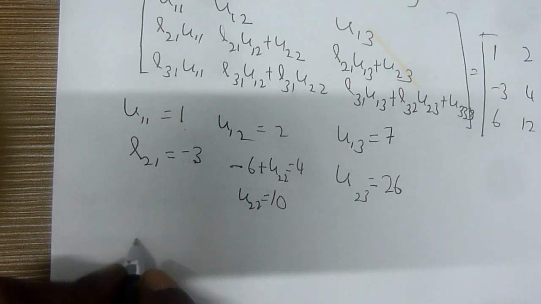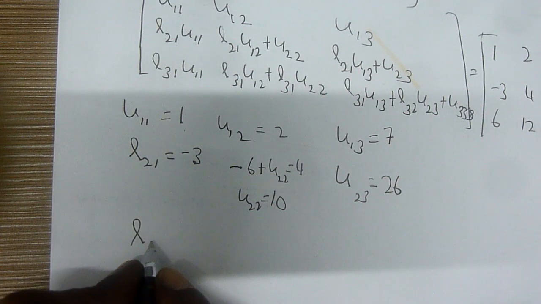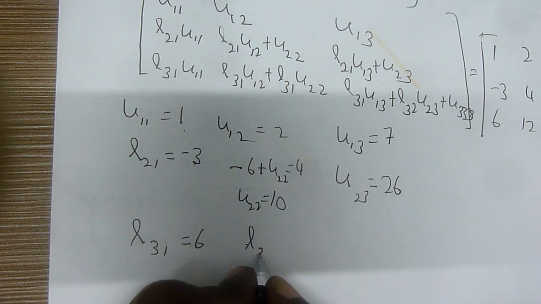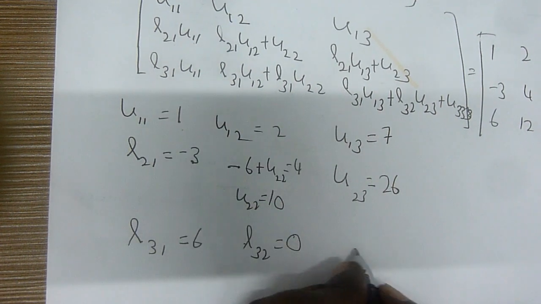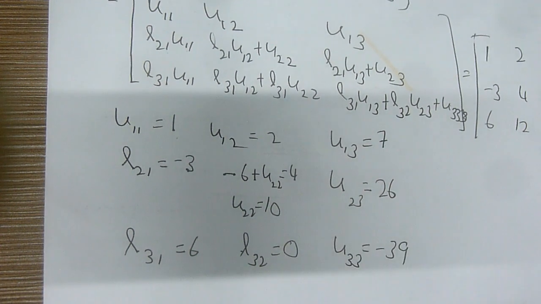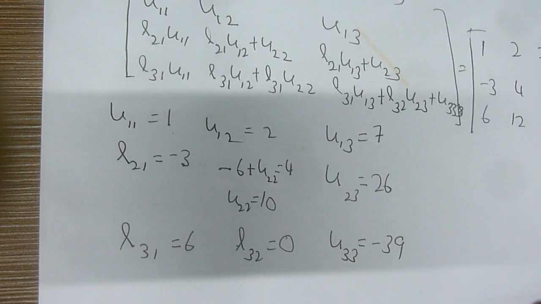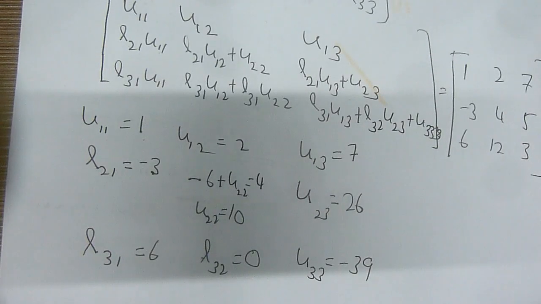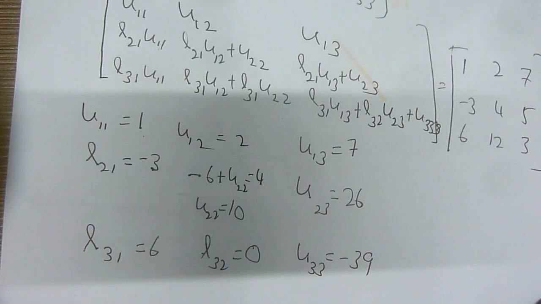And L31 is 6, and L32 is 0. U33 is negative 39. Now create back your LU. Can you follow? Okay, I made it a little bit fast.